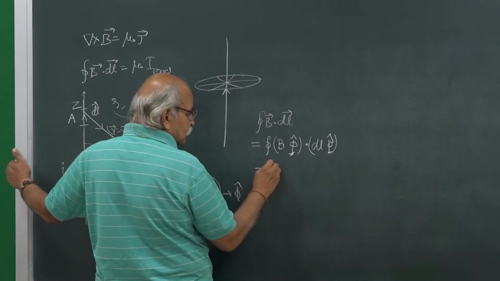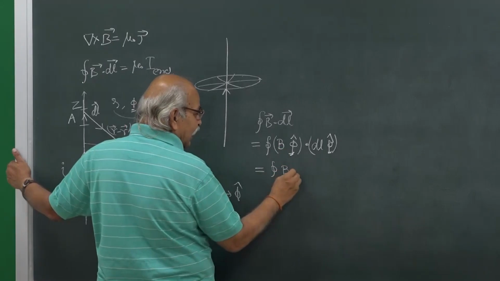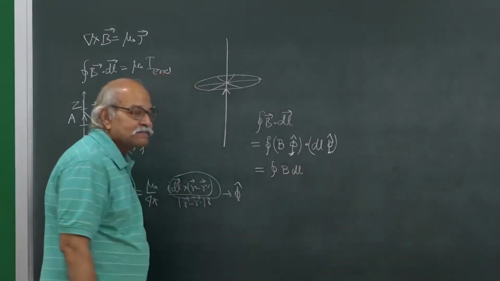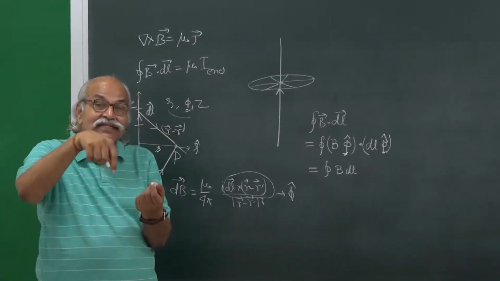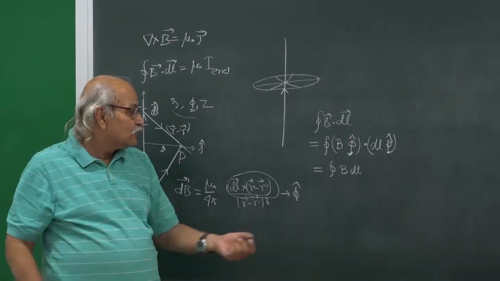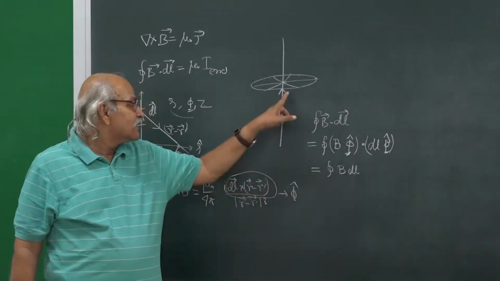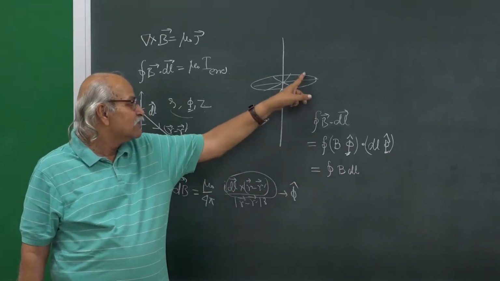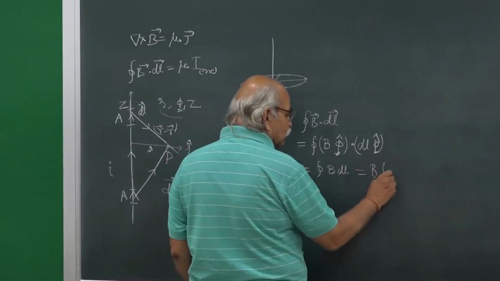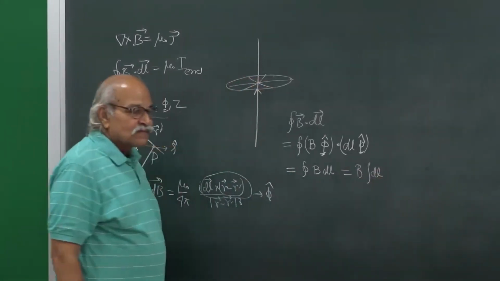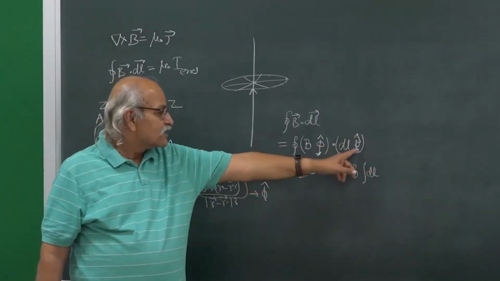And so it is the magnitude of B times the magnitude of dL. Now the magnitude of B is the same everywhere on this circle, and therefore I can take it out of the integration. It's constant. It doesn't change. The same B here, same B here, same B here. So this you can write as B taken out, and it is the integral of dL. This is magnitude dL, remember. We have already taken the direction.